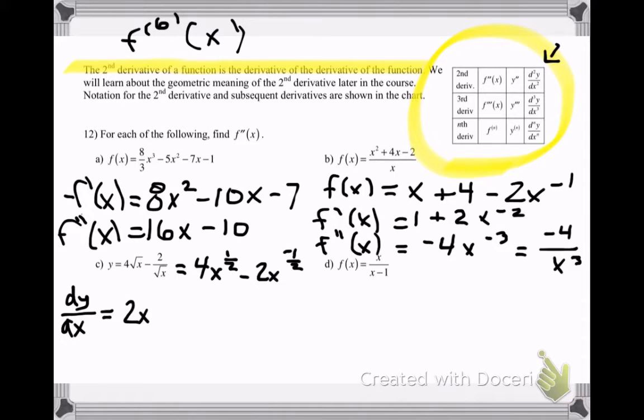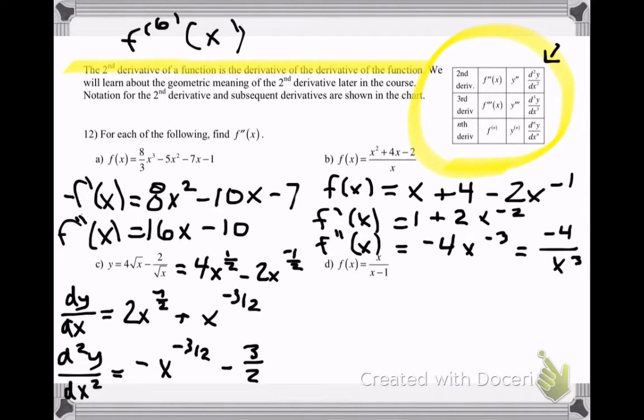Half of 4 is 2. 1/2 minus 1 is negative 1/2. Negative 1/2 times negative 2 is going to be positive 1. Negative 1/2 minus 1 is negative 3/2. Again, I don't want to fix the negative exponents or the fractional exponents, because I'm doing the derivative again. So the second derivative, d squared y over dx squared, would get us negative x to the negative 3/2 minus 3 over 2 x to the minus 5/2.